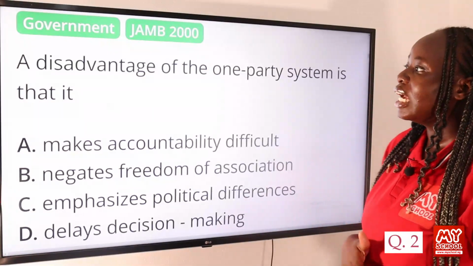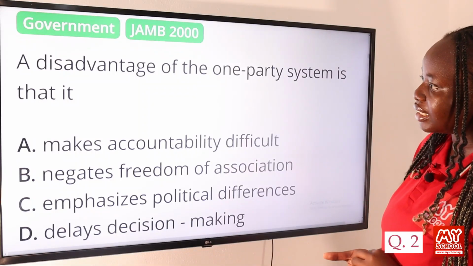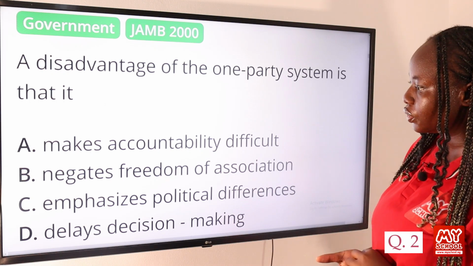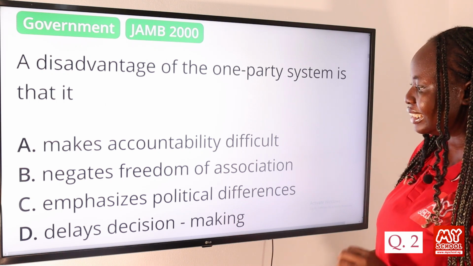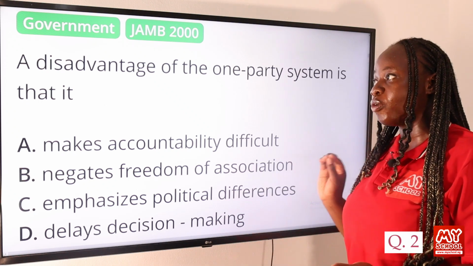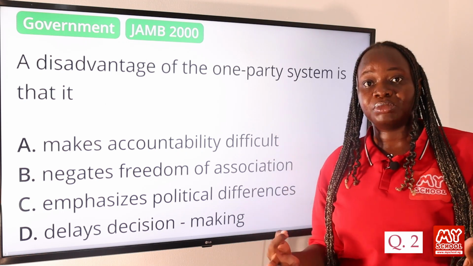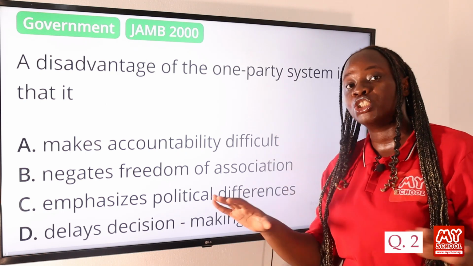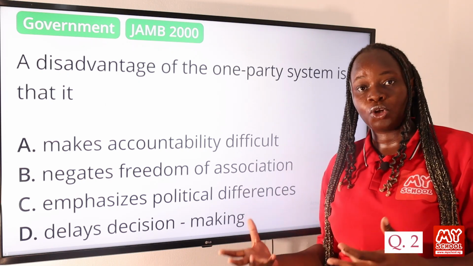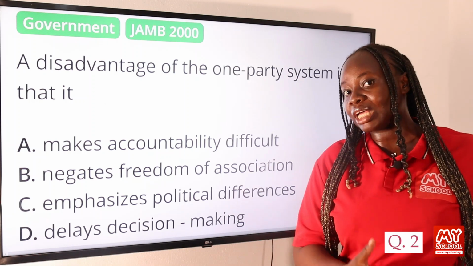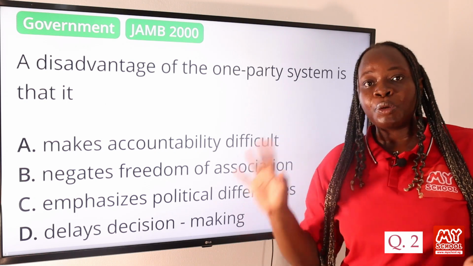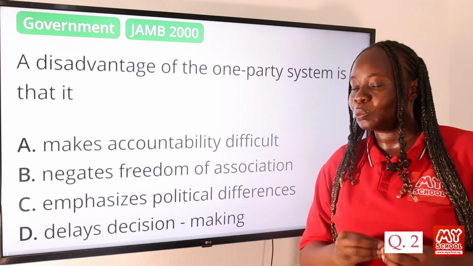Question 2. A disadvantage of the one-party system is that it A, makes accountability difficult, B, negates freedom of association, C, emphasizes political differences, and D, delays decision-making. So the answer to this question is option B, it negates freedom of association. A one-party system is a system where only one political party runs the political activities within a country. So when there is just one political party, it negates freedom of association because other political parties are not allowed to be formed within that country. So this is a disadvantage because people are not allowed to associate with one another politically within that society.